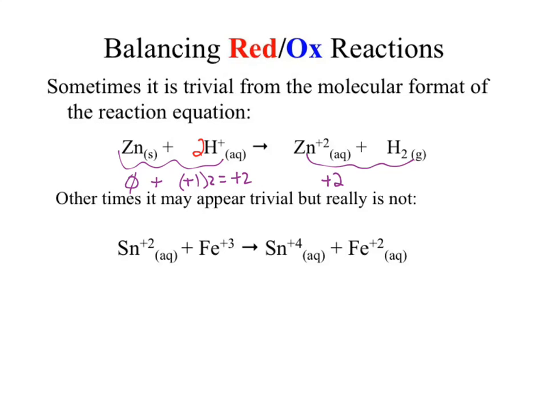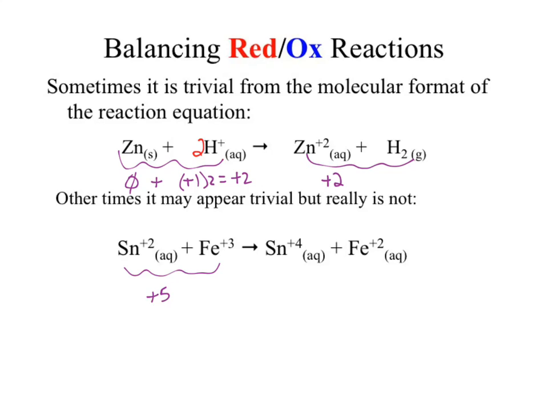What happens with the next question? If we go through and balance based on atoms, how many tins do we have? 1 and 1. How many irons? 1 and 1. So at least at a first pass through our atomic inspection, we would say absolutely that's balanced. But what happens when we check our charge? What's the charge on the reactant side? We have a +5. So we take the charge from our tin and the charge from our iron, and that adds to +5.